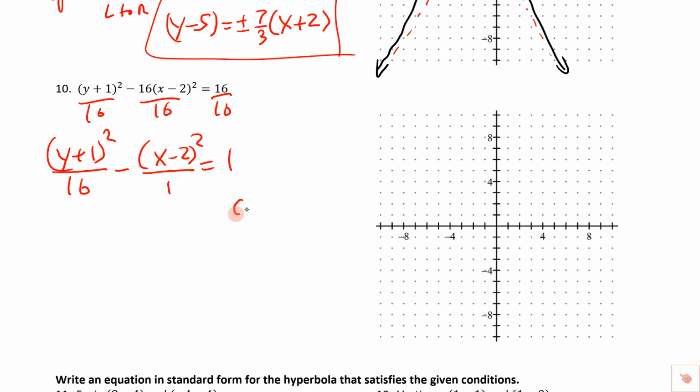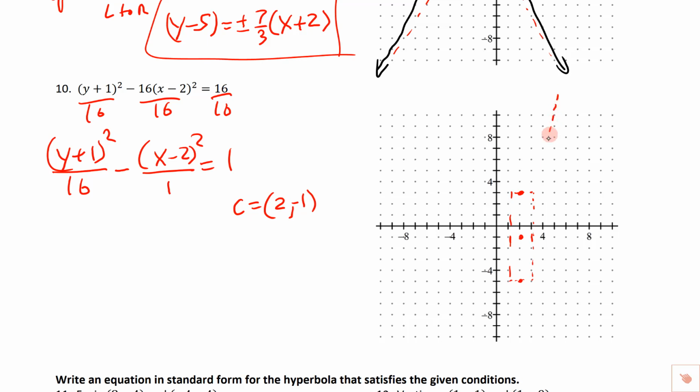So let's see what we've got here. We have a center. Center is going to be at 2, -1. And the y is positive, so this is going to open in an up and down direction. So I'm going to go to 2 and then -1. So 2, -1 right here. Okay, and then in the y direction, we're going to go 4. 1, 2, 3, 4. So I'm going to put a little dot right there. 1, 2, 3, 4. Put a little dot right there. In the x direction, we're only going to go 1. Okay, so this is a really narrow fundamental rectangle. Okay, so it looks something like that.